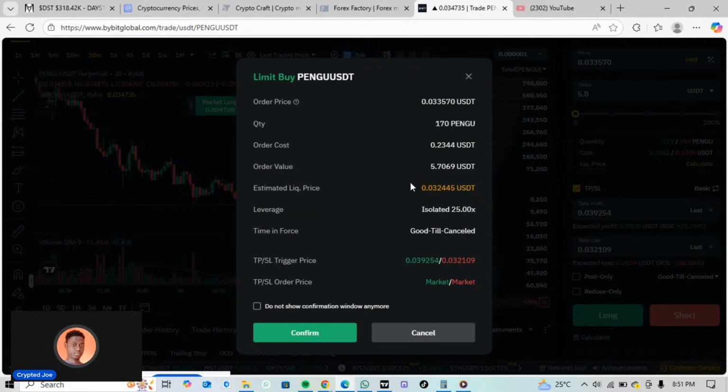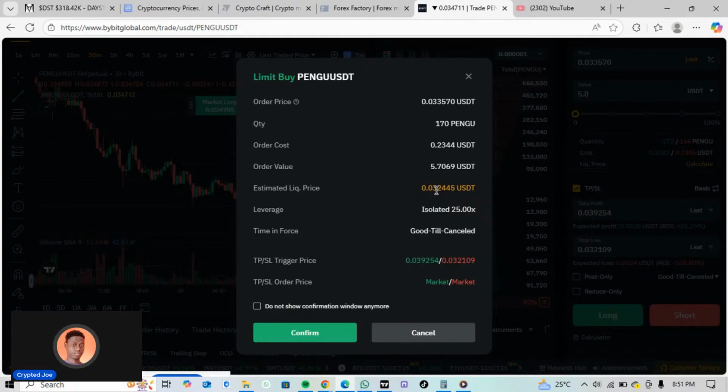Estimated liquidation price now. Now this is a long trade. You are not supposed to have your liquidation price higher than your stop loss. This one in yellow is not supposed to be higher than this. Your stop loss is supposed to be higher than your liquidation. So you check these two digits, red and yellow. This one in red should be higher than this. If it's higher, then you can use this 25x leverage.